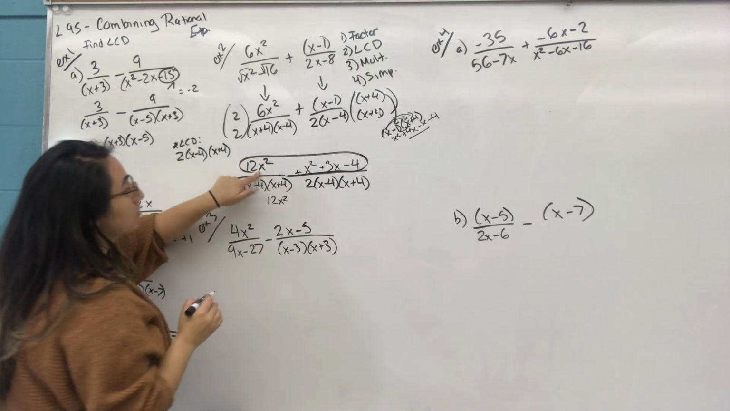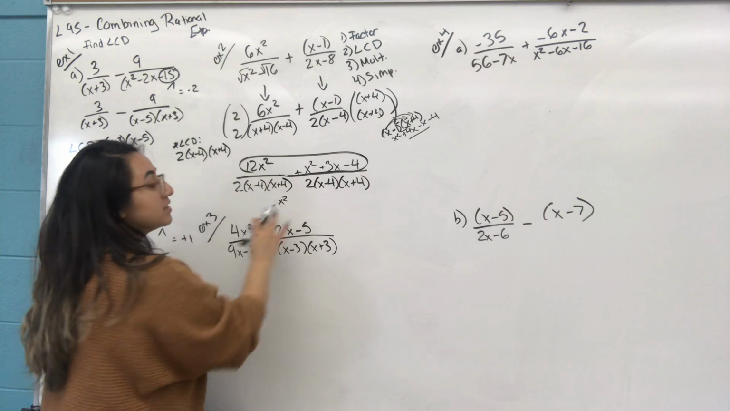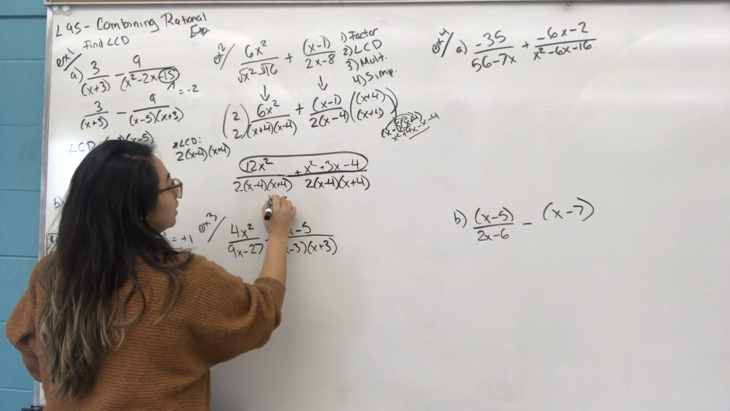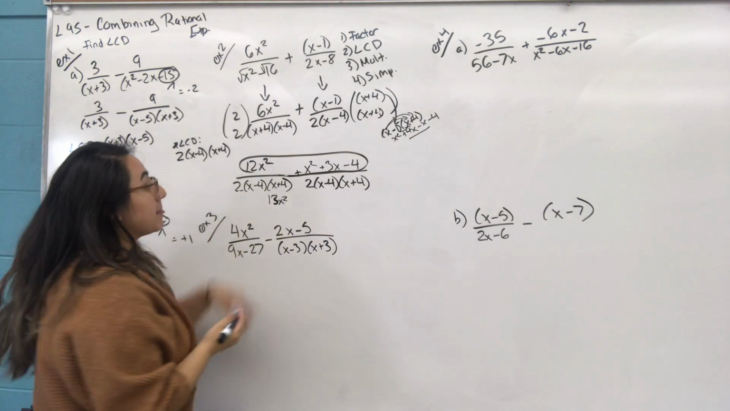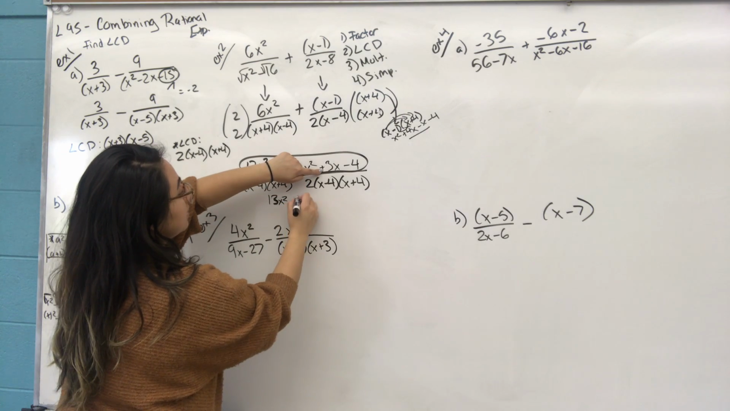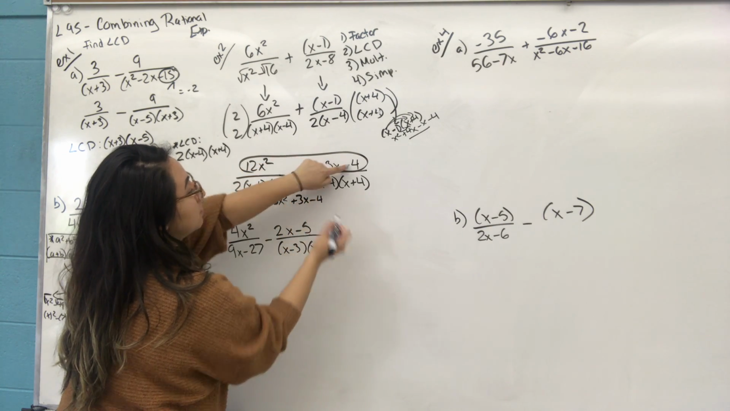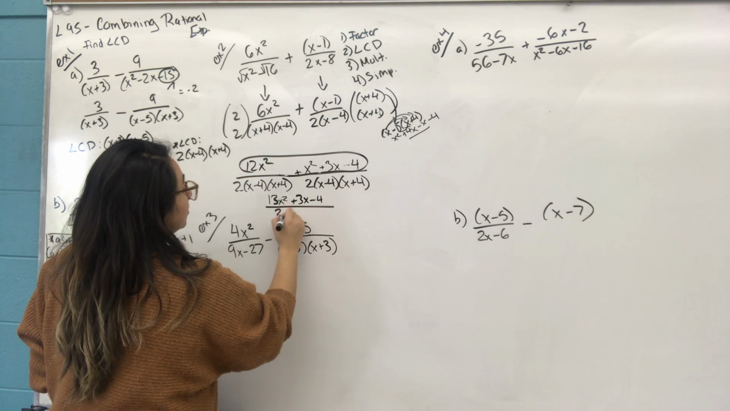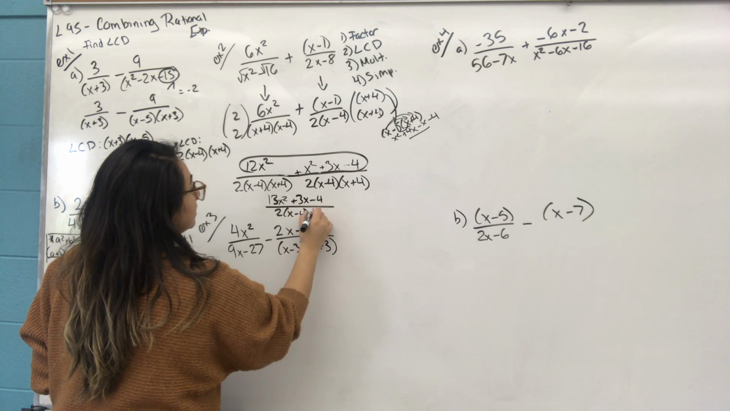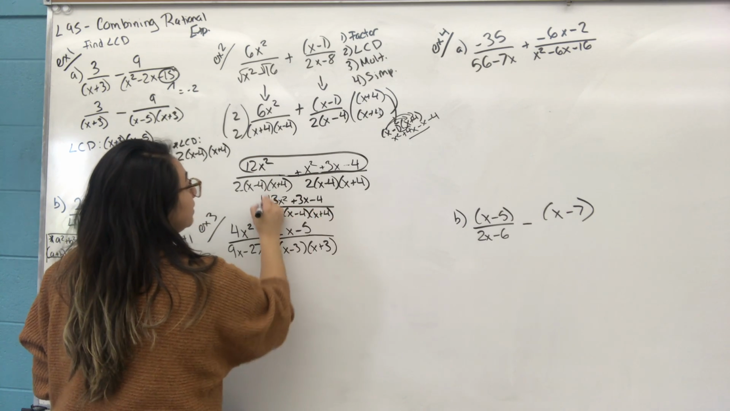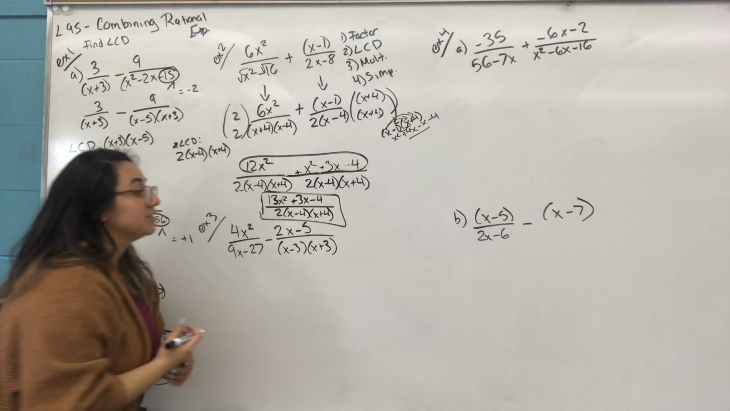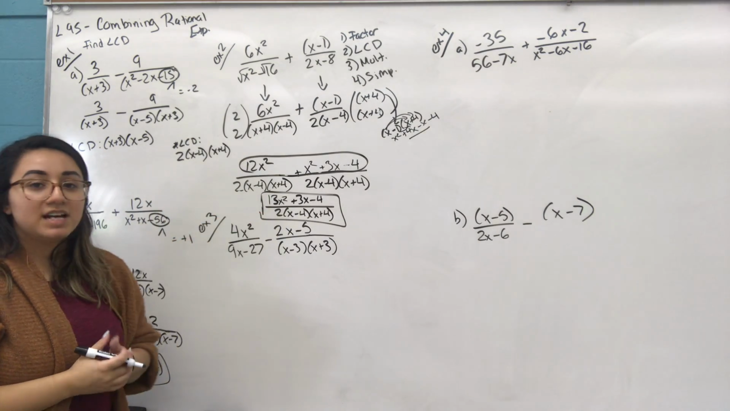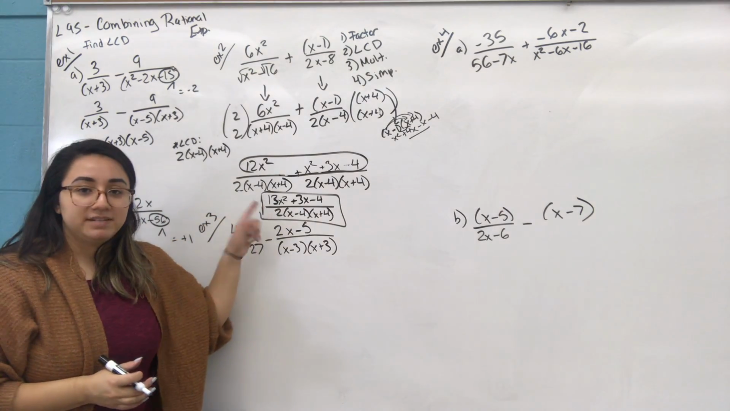So I have a 12x squared, I have an x squared here. So it's adding like terms. So 12 plus 1, 13. I have a 3x here, I'm going to bring it down here, and then minus 4, I'm going to bring that down, and then my denominator is this expression here, and that will be my answer there. You can try to simplify your denominator, but in this case it can't be simplified.